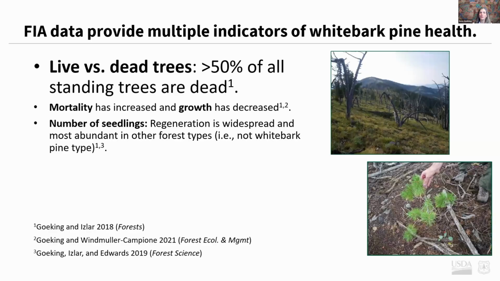So we came up with multiple indicators using FIA data through multiple analyses and papers. The main one that got the most attention was the number of live versus dead trees. And in 2018, we published a paper that found that as of 2016, just over half of all standing whitebark pine trees were dead. That got a lot of attention. We also assessed mortality and growth. And then as we did more analyses, we looked at how they changed over time. We also looked at numbers of seedlings. That was Kay's initial motivation to look at regeneration and including the forest types where it's occurring.